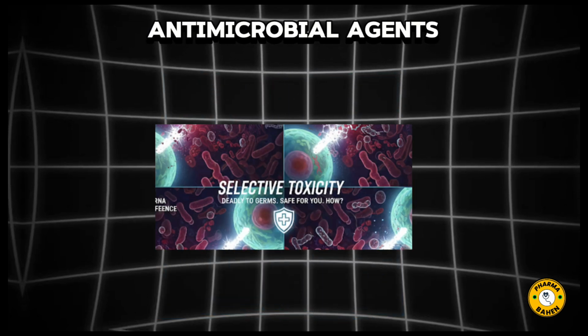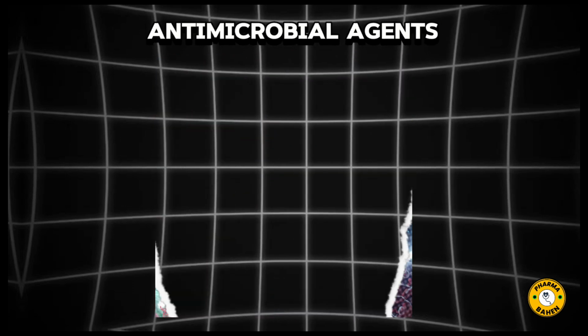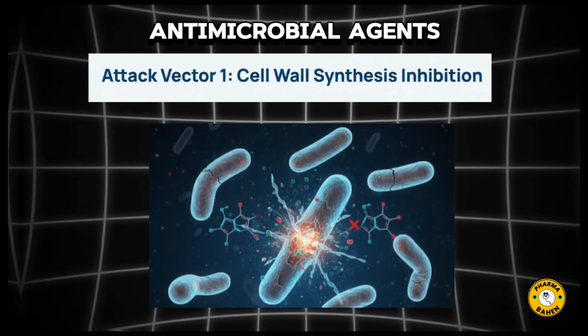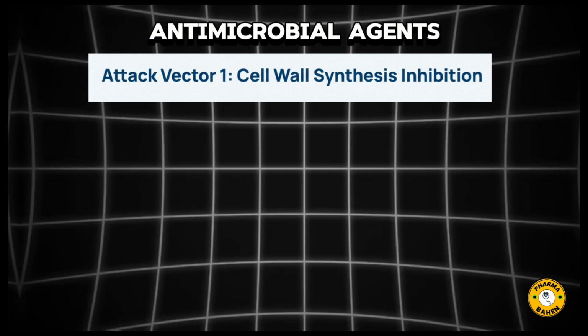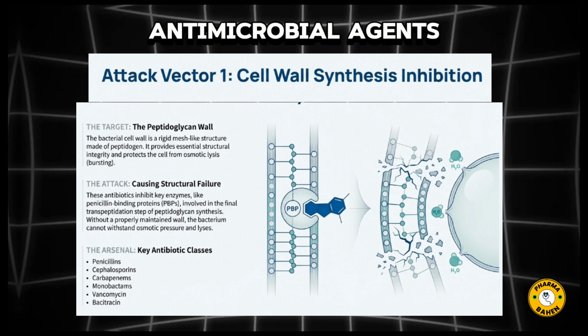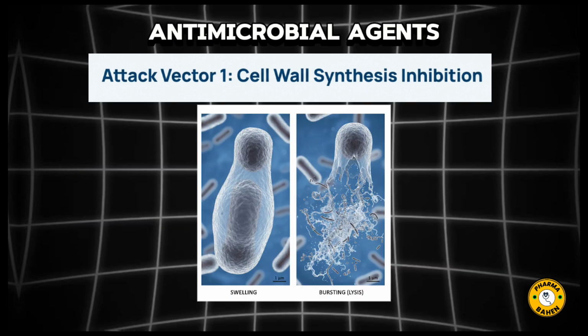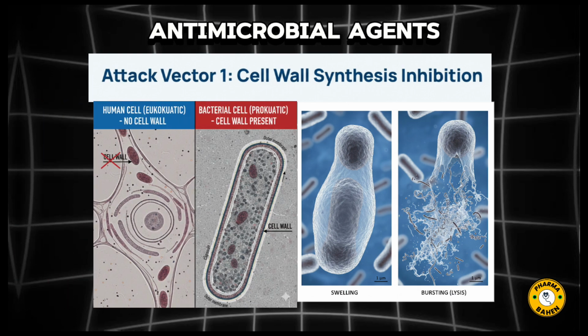Now let us look into the 4 weapons where the antibiotics attack. Weapon 1, the wall breaker. Bacteria live under high internal pressure. They need a strong wall to stay intact, and drugs like penicillins block the final transpeptidation step, making the cell wall weak. Without this support, the bacteria cannot handle the osmotic pressure. Fluid rushes in, the cell swells, and it bursts through a process called lysis. You don't have a cell wall, so those drugs ignore your cells entirely.